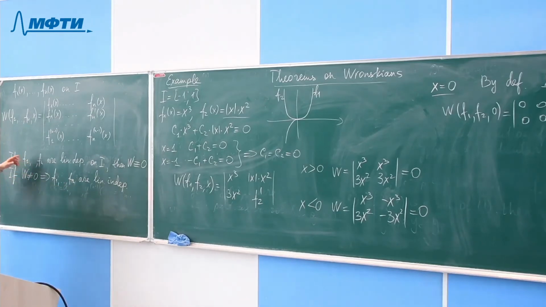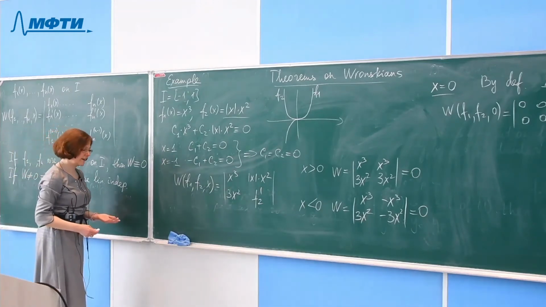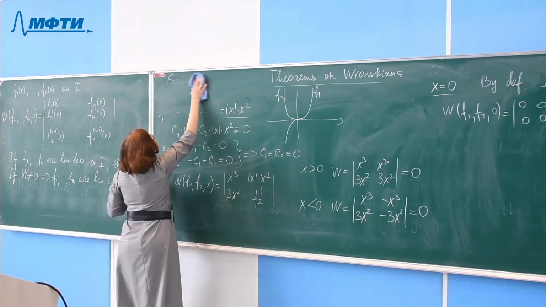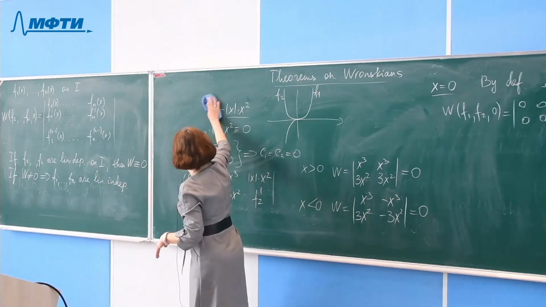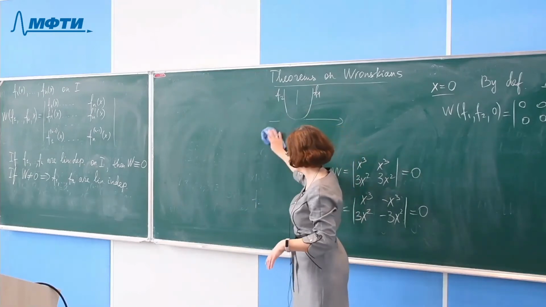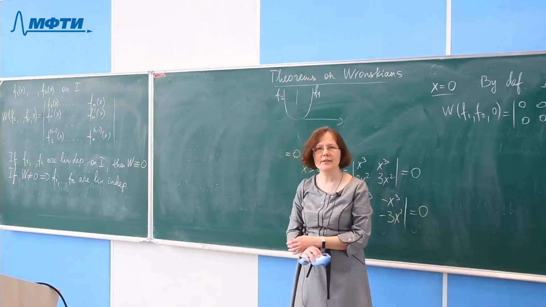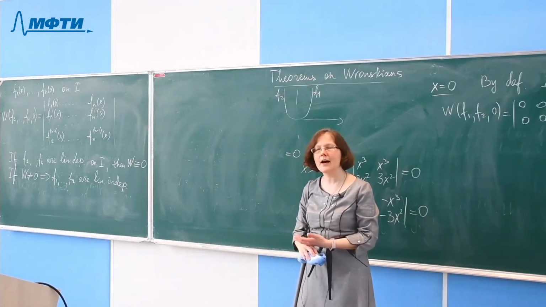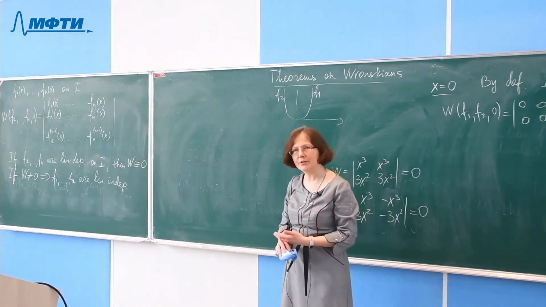But now, if we consider not arbitrary n functions, but the functions satisfying the homogeneous differential equation, we can get that vanishing of the Wronskian at a point is a necessary and sufficient condition, but not for an arbitrary family of functions, only for the functions that are solutions to a linear differential equation.